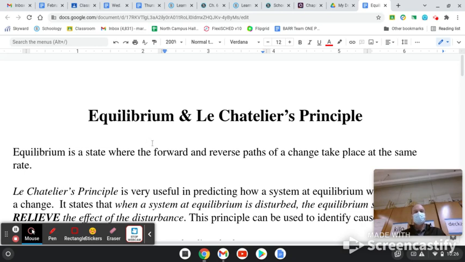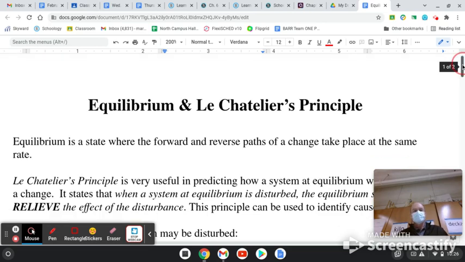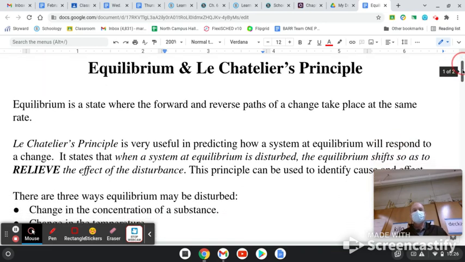All right, now equilibrium, when you got any change, the forward and reverse paths, they're both happening, but they're happening at the same rate. So at any given time, we have equal amounts of both on the right and left. It's called equilibrium. All right, so you should have this document there.